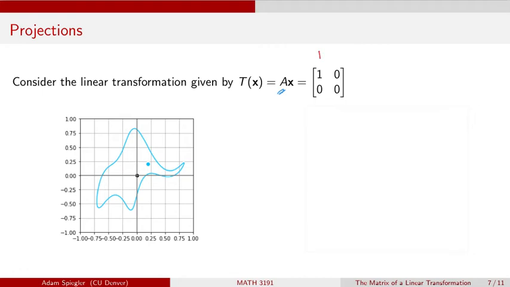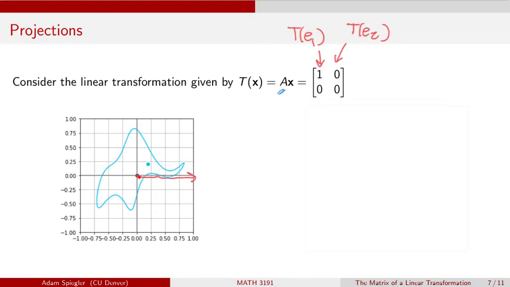So this first column tells us where E1 gets mapped to. And so E1, the first standard column vector, is going to get mapped to itself. So we're not changing the x1 coordinate. T of E2 is getting mapped to the 0 vector. So when we are working with linear transformations, again, we know the origin, the 0 vector in this case, has to get mapped to the 0 vector.